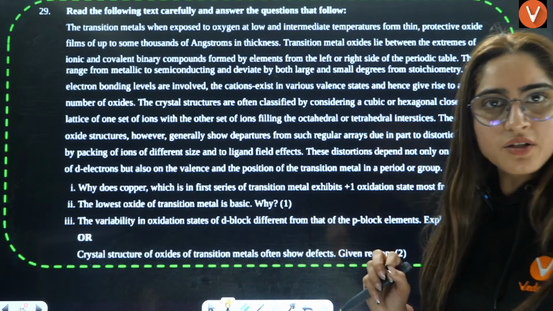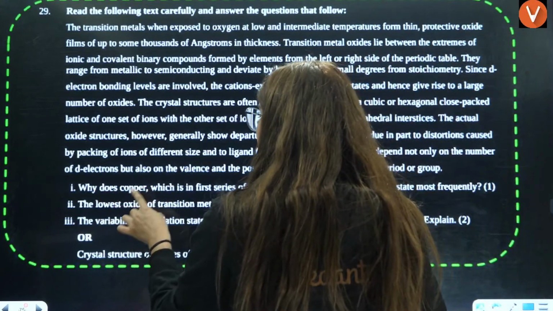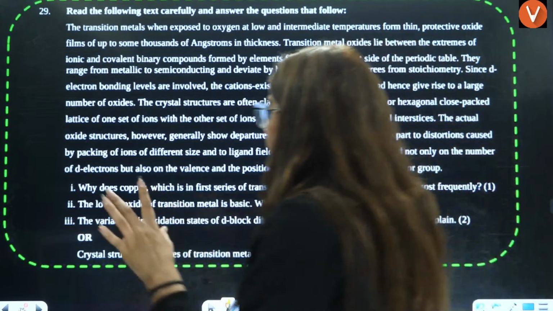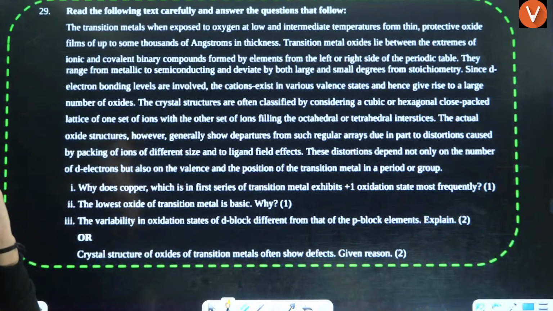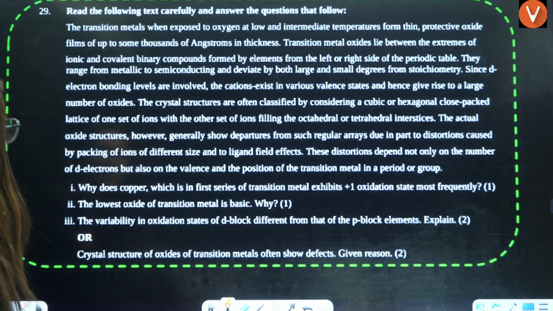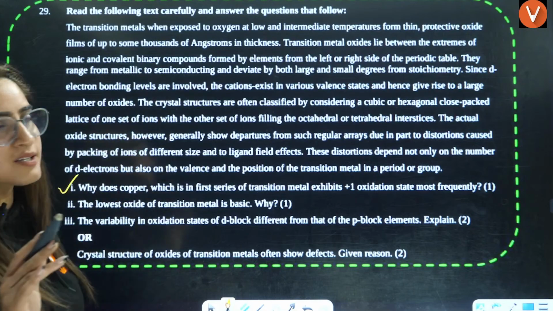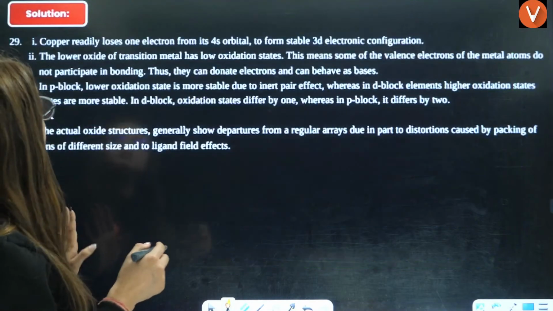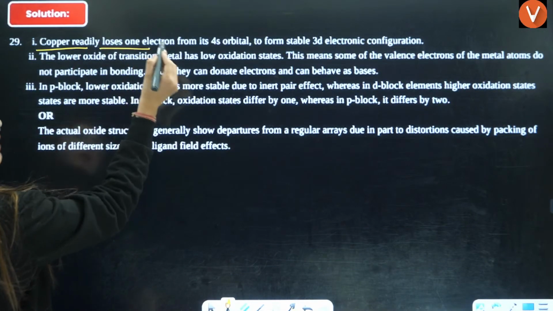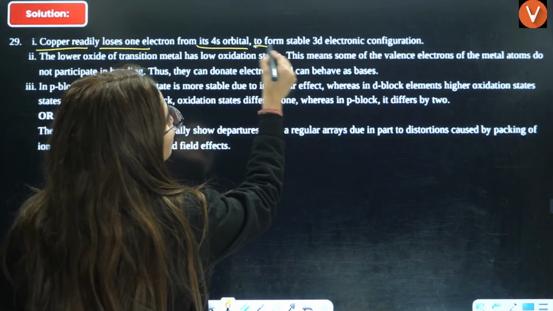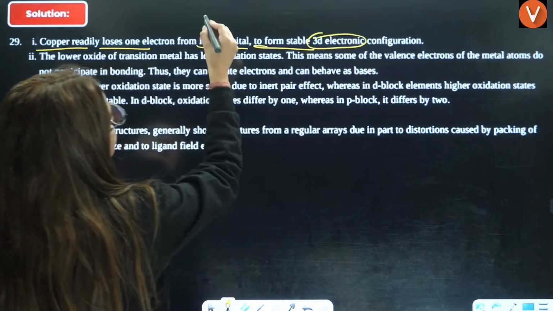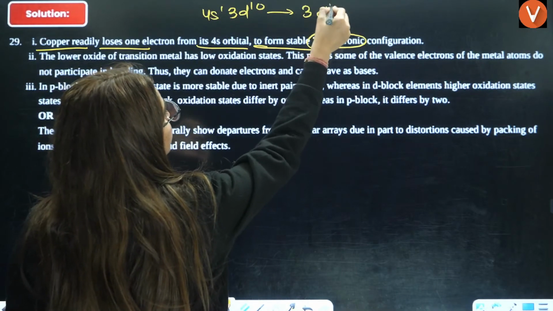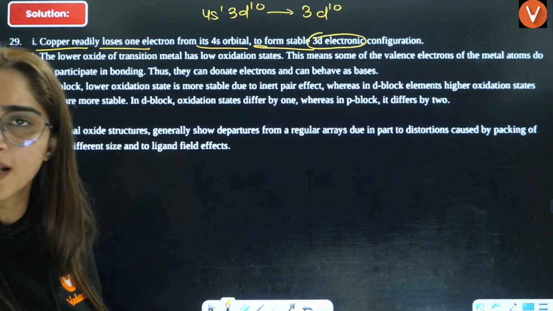Firstly, we will see the questions here. Why does copper, which is in the first series of transition metals, exhibit the +1 oxidation state? Firstly, does a transition metal exhibit the +1 oxidation state more frequently? I don't think so. You even need to see this full paragraph here. The reason is that the +2 oxidation state is more stable. Copper readily loses 1 electron from its 4s to form the more stable 3d electronic configuration, because it is 4s1 3d10. After losing it, it will become 3d10. So that's why Cu+ will exist here.